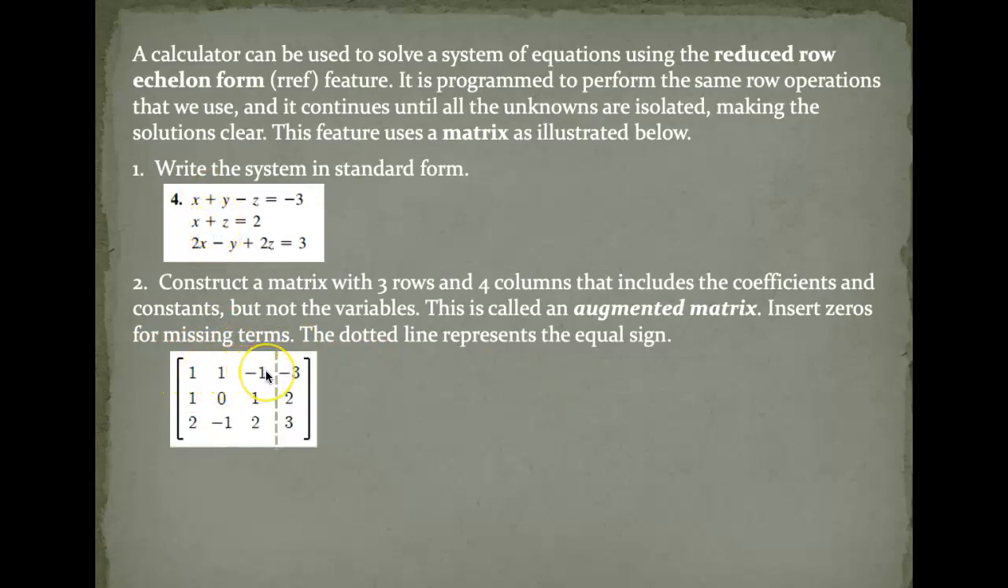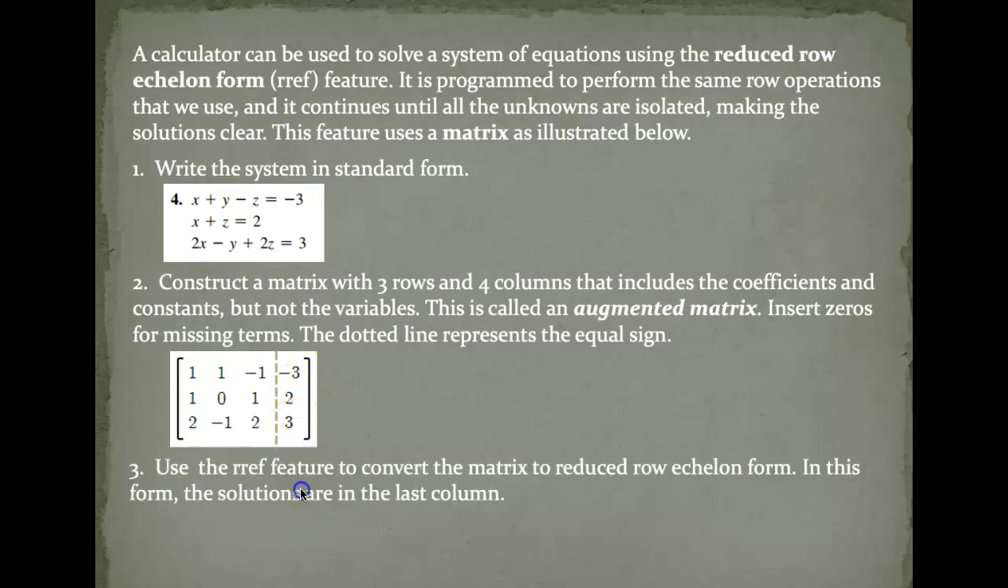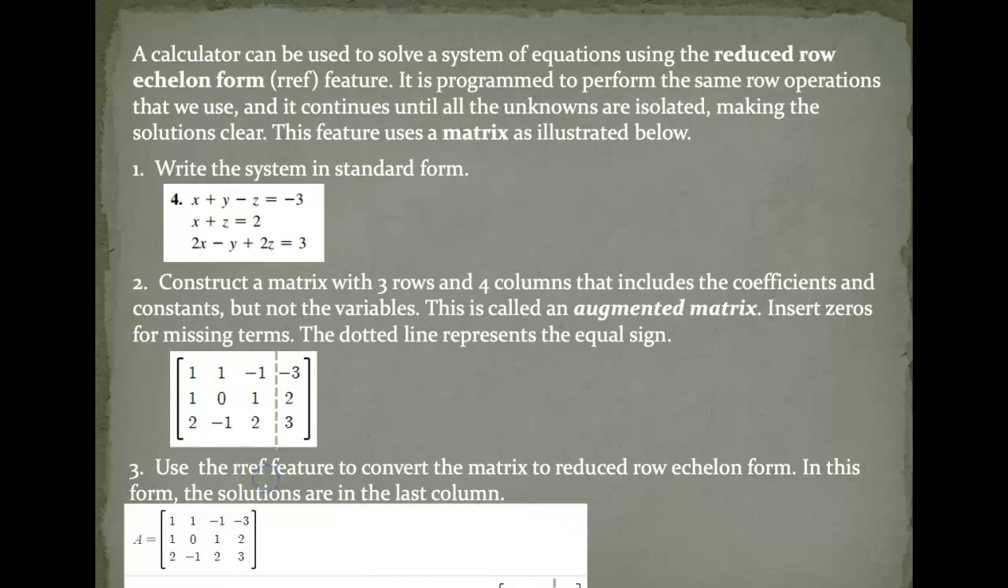So this is what the 3 by 3 looks like, but we're making it a 3 by 4 matrix, so we're using the -3, the 2, and the 3 from the 3 equations and putting that in the matrix as well. Then we're going to use the reduced row echelon form feature. This can be found in your calculator under matrix. Go over to math, RREF, and then put it in front of the name of the matrix that you're using. So it looks something like this. Let's see if I can make this a little larger for you to see.